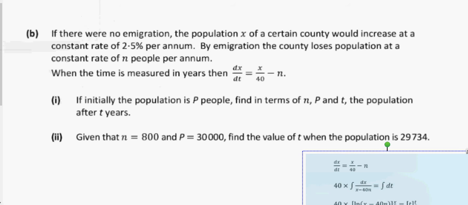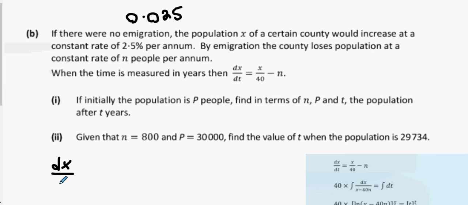If there was no emigration, the population x of a certain country would increase at a constant rate of 2.5% per annum, so 0.025. By emigration, the country loses population at a constant rate of n people per annum. When the time is measured in years, then dx/dt is x over 40 minus n. If the initial population is p people, find in terms of n, p and t the population after t years.